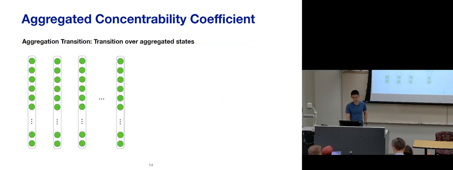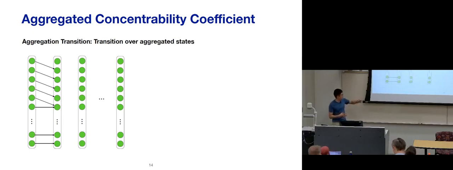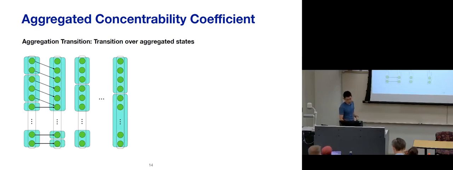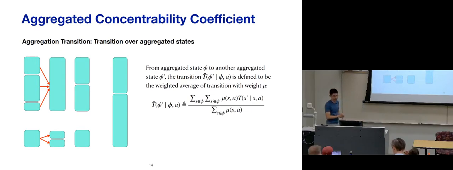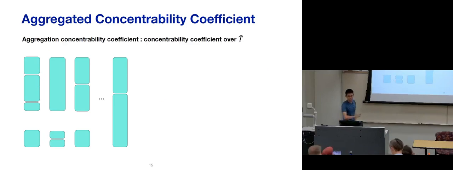After we define this aggregation scheme, we define something called the aggregated transitions, which is a transition over aggregated states. Suppose this is the transition for the original states. After we do this aggregation, we construct the transitions for the aggregated states, which are defined to be the weighted average of the transitions within each aggregation. And the aggregated coverability coefficient is defined to be the coverability coefficient with respect to this aggregated transition T bar.